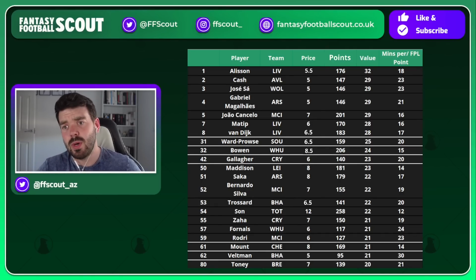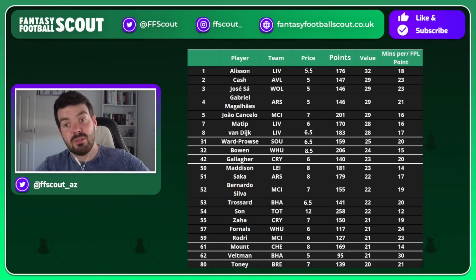So, for example, a player who's worth 6.5 million, if they got you 140, 150 points, that would be an absolute success. They'd feature really highly on this kind of chart. If, for example, you owned an 11 million or 12 million forward, and they only got you 140, 150 points, that would be really poor value, and you could have spent that money elsewhere.